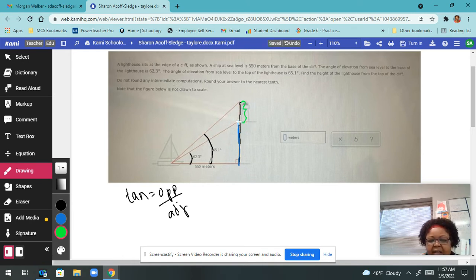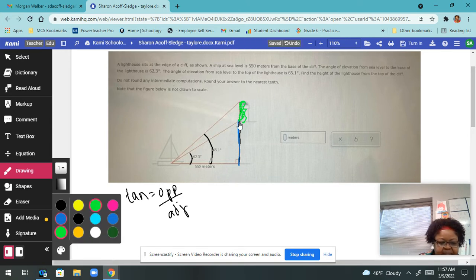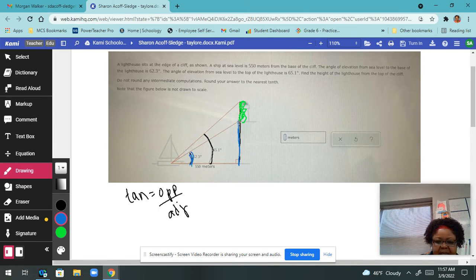I don't know if that came out clear. So we would subtract the black minus the blue, and that would give us the green. So that would be this distance right here. So we're going to find this whole thing, which is the black. Let me just change that angle to blue. And then we're going to subtract the blue, and that'll give us the green.